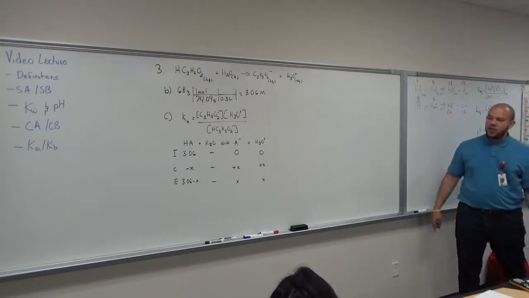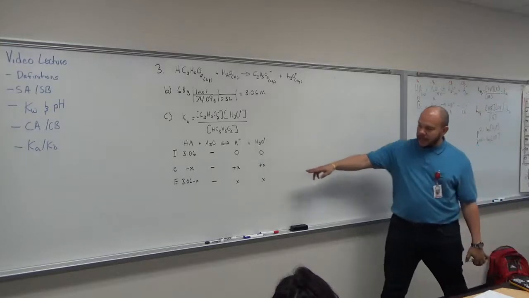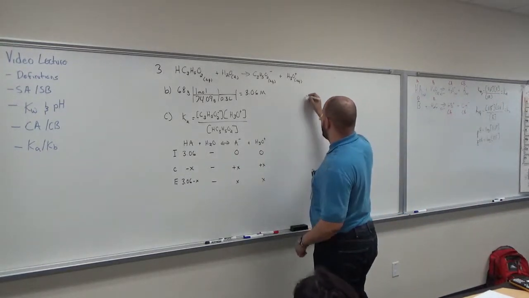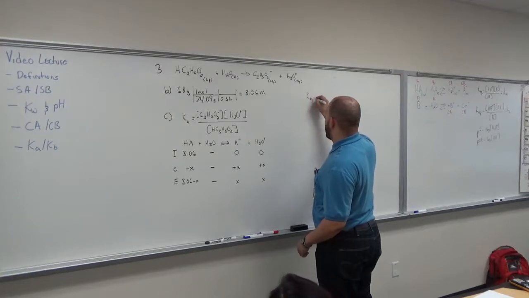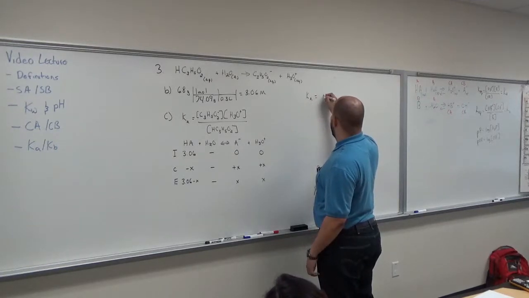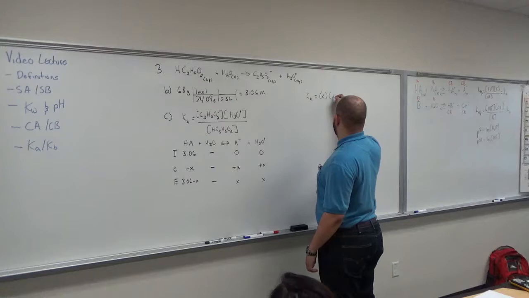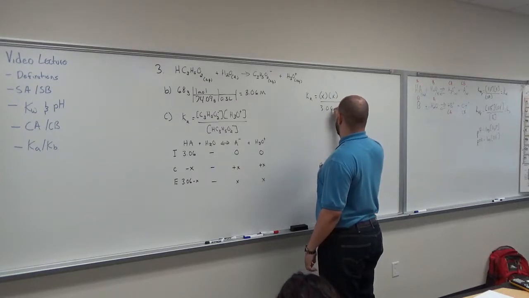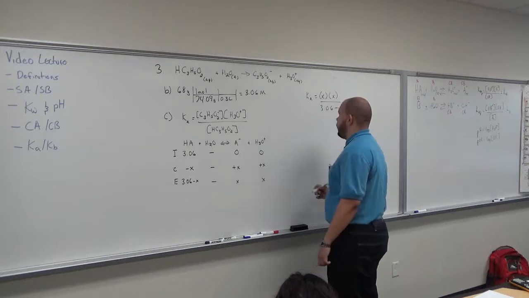Okay? Now that you have Ka, you can plug in the values from equilibrium into Ka, and you end up with Ka is equal to X times X over 3.06 minus X.